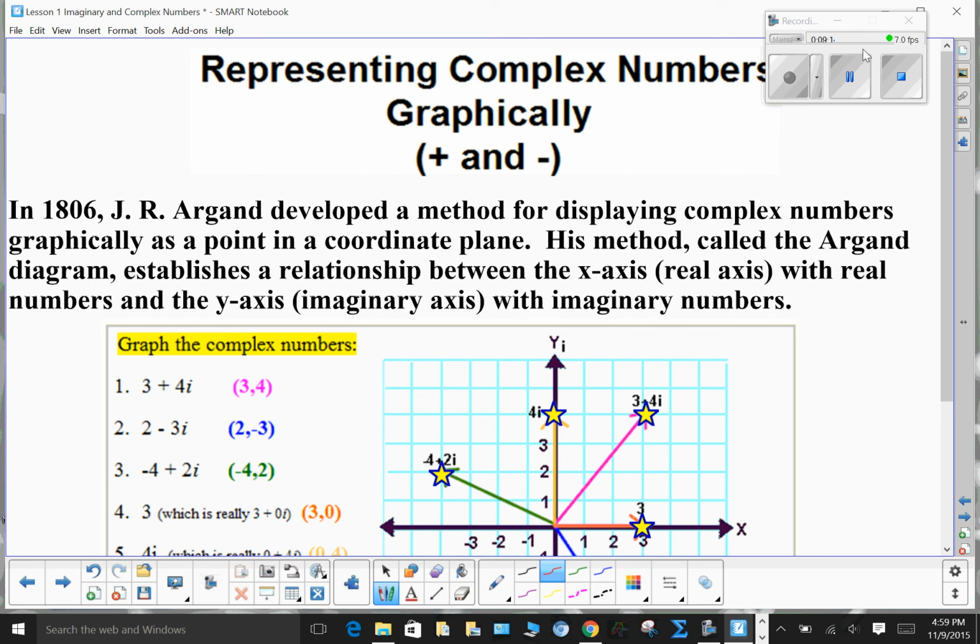Okay, I'm going to stop it here and we'll come back and represent complex numbers graphically.